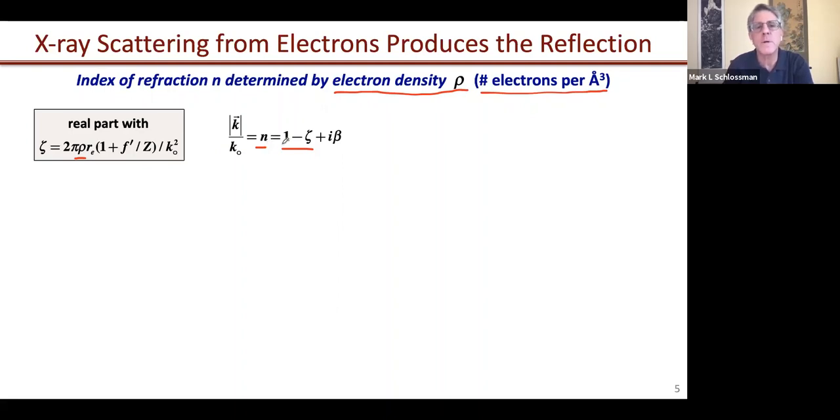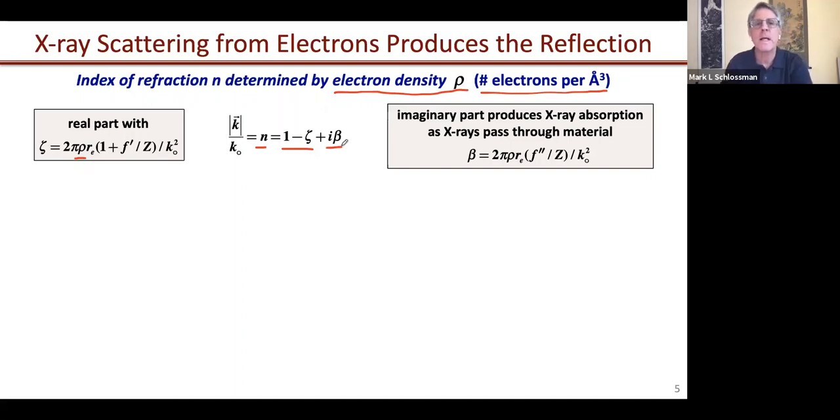But let's go back to the index of refraction. That also has an imaginary piece, i beta. And if you remember from your study of optics, the imaginary part of the index of refraction is responsible for absorption. So in this case, as an X-ray passes through a material, it's absorbed. And it's absorbed according to this value beta, which is also proportional to the electron density rho. So we see that the index of refraction here, the n, as well as the magnitude of the wave vector k, depends critically on this electron density rho.